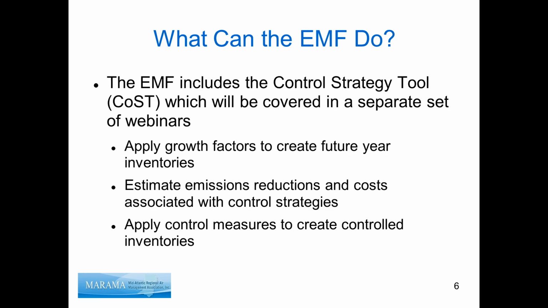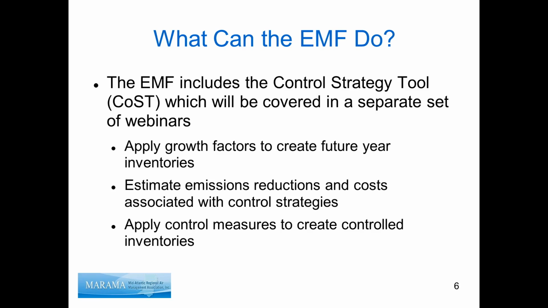So I've mentioned the control strategy tool, which we call CoST. This is built into the EMF. Basically, it has a lot of features to help you with growth and control of inventories. We have the ability to apply growth factors to create future year inventories. And Marama is developing growth factors that are going to allow any combination of base and future years all the way out to 2030. So between those growth factors and the abilities of CoST, you'll be able to take your base year inventories and grow them to whichever future year you need to do your analysis on.